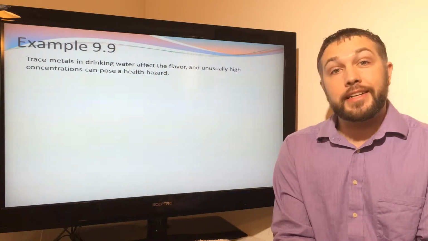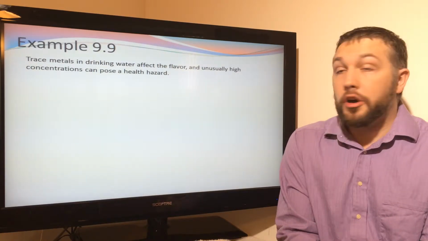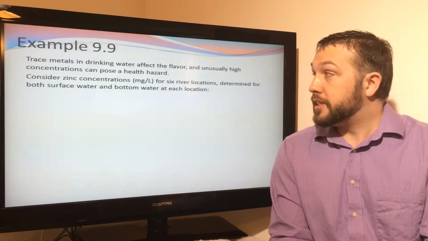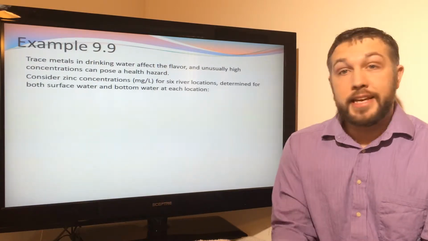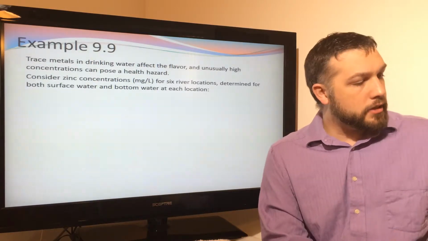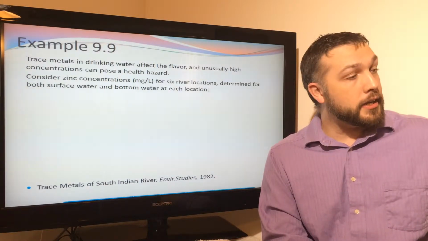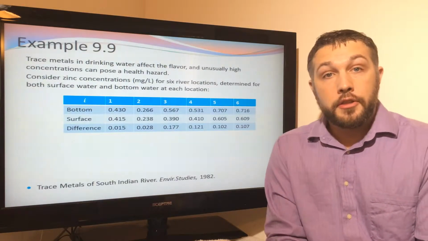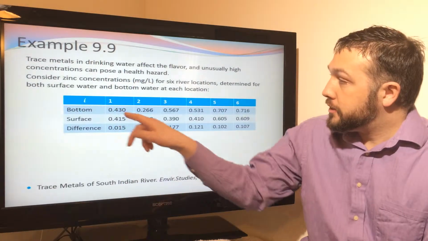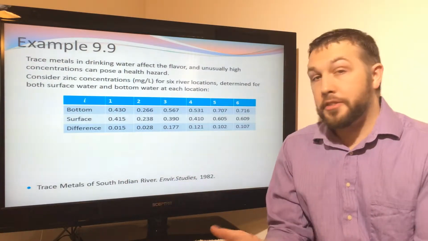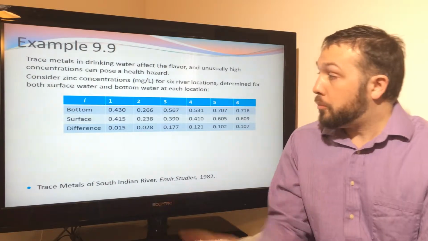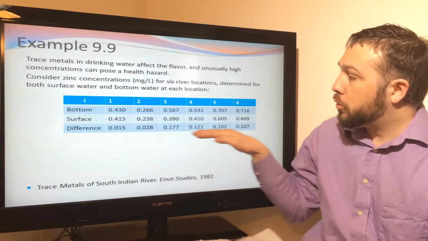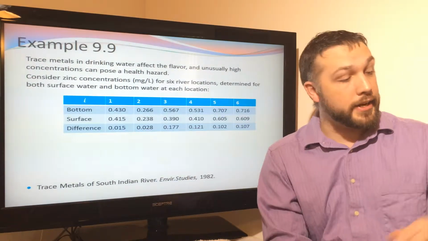So let's just look at a motivating example first. Trace metals in drinking water affect the flavor, and unusually high concentrations can pose a health hazard. Considering zinc in the water in this example, they're going to take 6 river locations, and we're going to look at the zinc deposits both at the surface of the water and at the depth of the water. And when we do so, you get a little table of data. Notice here that there's 3 levels of data being reported. The first is the bottom. The second is the surface, and the third, it's not actually any new data, but we're reporting the differences. So if you just took the bottom and the surface quantities and took their difference, that's how we're forming this third row of the data.